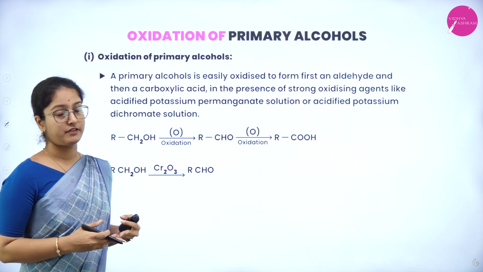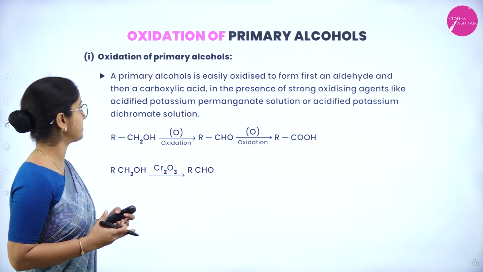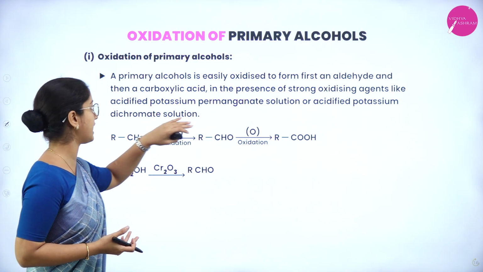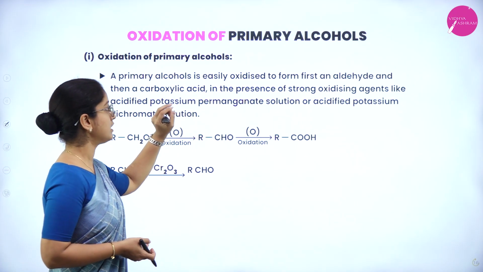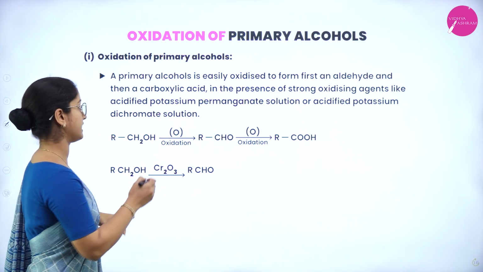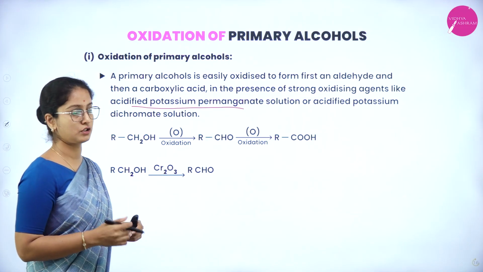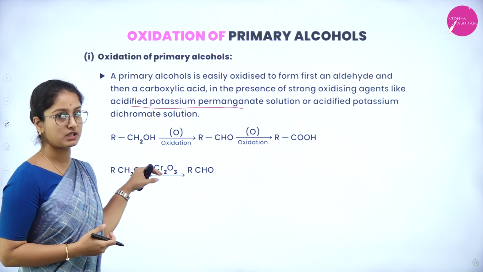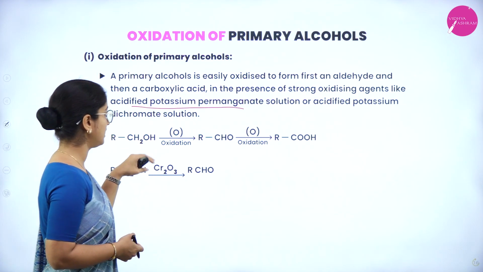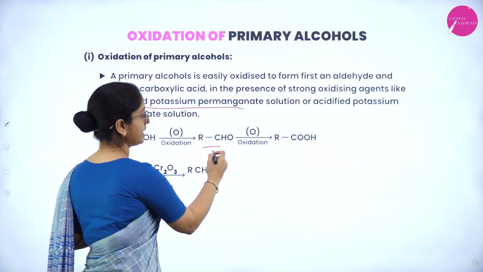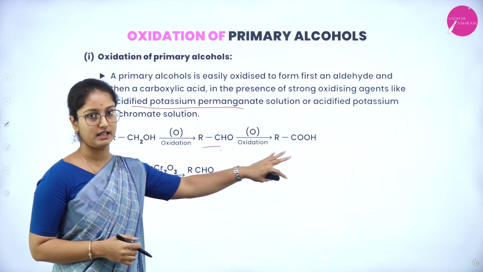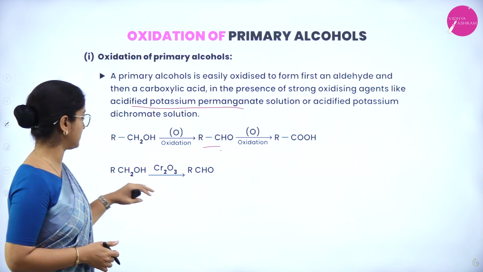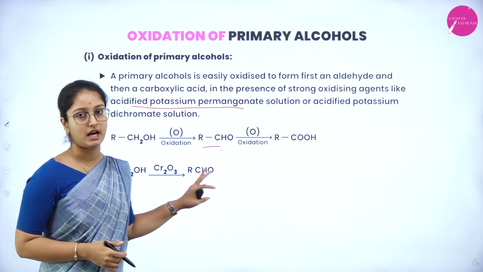Then next is oxidation of primary alcohols. Primary alcohols are easily oxidized to form first an aldehyde and then a carboxylic acid, in the presence of strong oxidizing agents like acidified potassium permanganate solution, or acidified potassium dichromate solution. The general equation is RCH2OH, the alcohol. On oxidation it gives an aldehyde, and on further oxidation it gives a carboxylic acid. Here we have another equation: in the presence of potassium dichromate, RCH2OH gives an aldehyde.